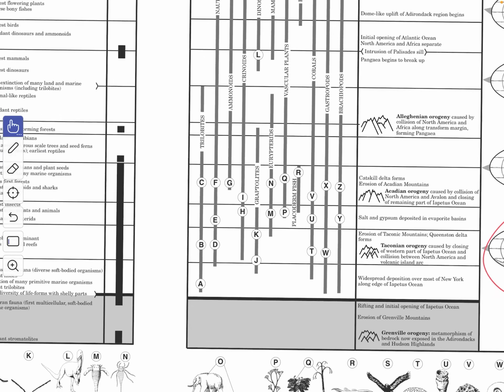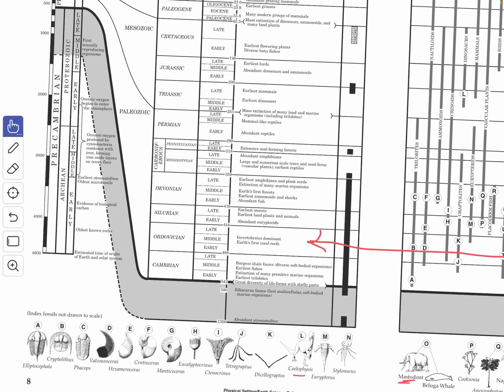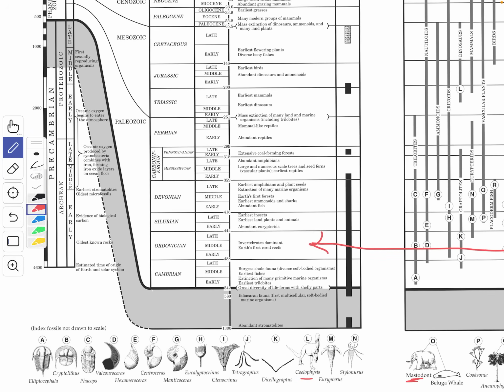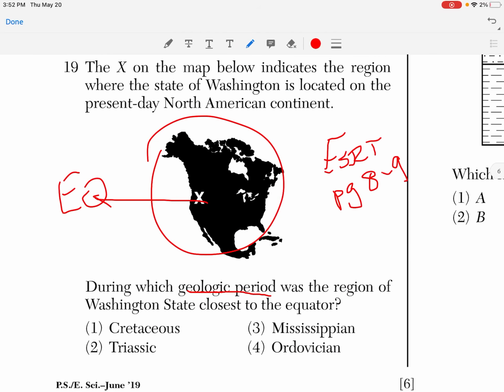So I'm just going to follow that across. I'll draw a line so you can see this. I'm following this bar across this way. And if I go a little bit farther over, you'll notice that that is the Ordovician time period right there. Okay, so I'm going to go back to my test and take a look at the answer choices. The answer has to be number 4. Okay?